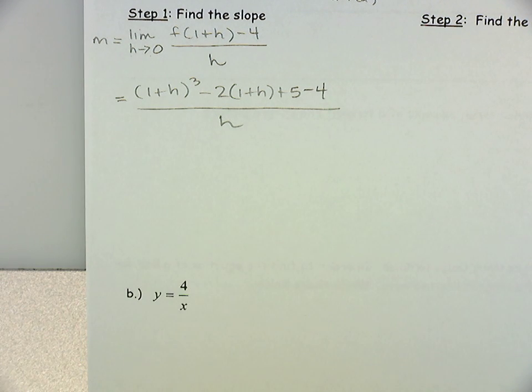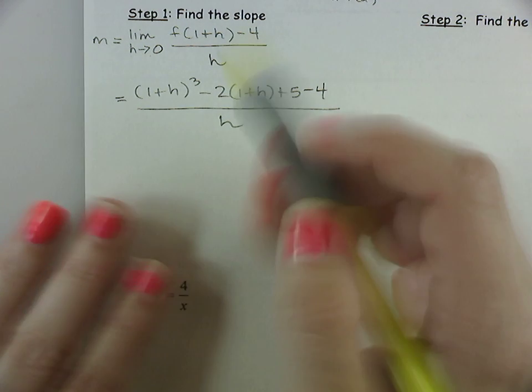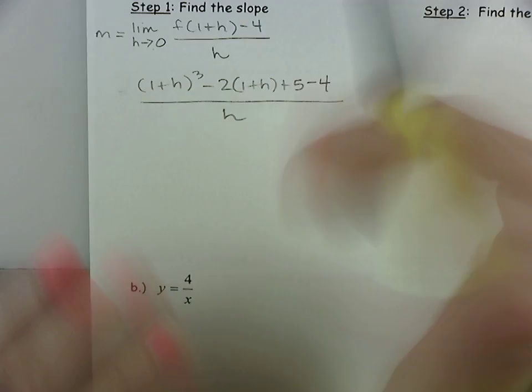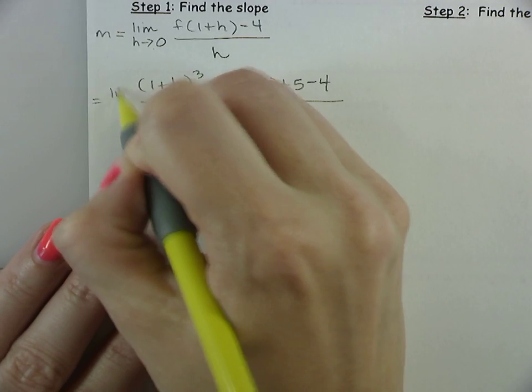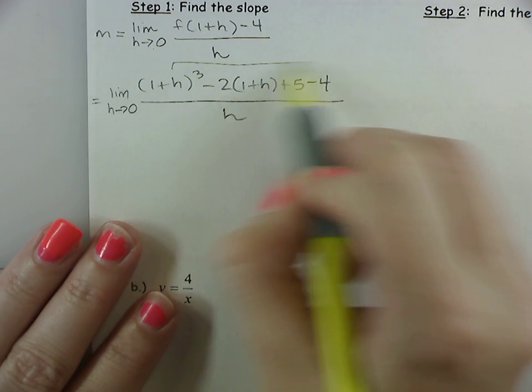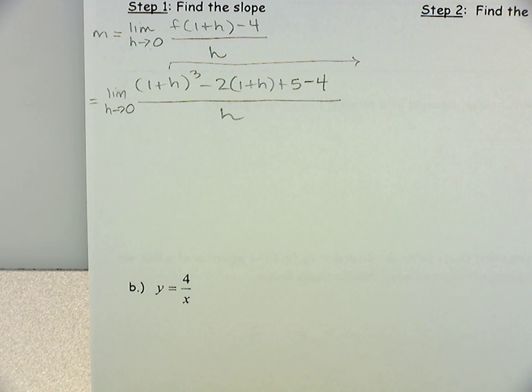Okay, I'm going to give you a minute to solve that how you want. If you want to FOIL it out, go ahead and do it. If you want to use Pascal's triangle, go ahead and do it. What I usually do is I'll just write this off to the side and do my work there.